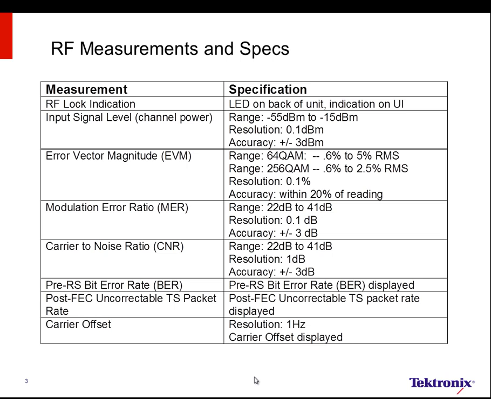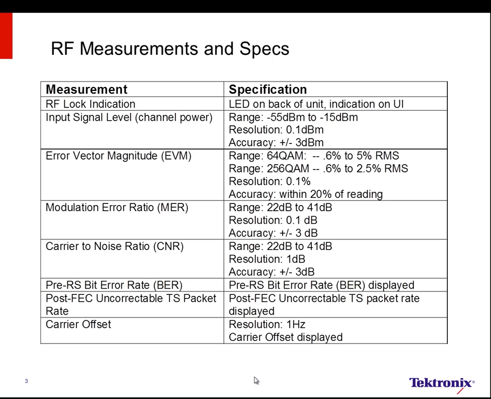The three noise measurements that we make are error vector magnitude, and the inverse of that is the modulation error ratio, and carrier to noise. And as noted here, the modulation error ratio can reach up to 41 dB. So if you're close to the modulator and not having a lot of noise added to the transmission signal, then we can measure up to 41 dB.